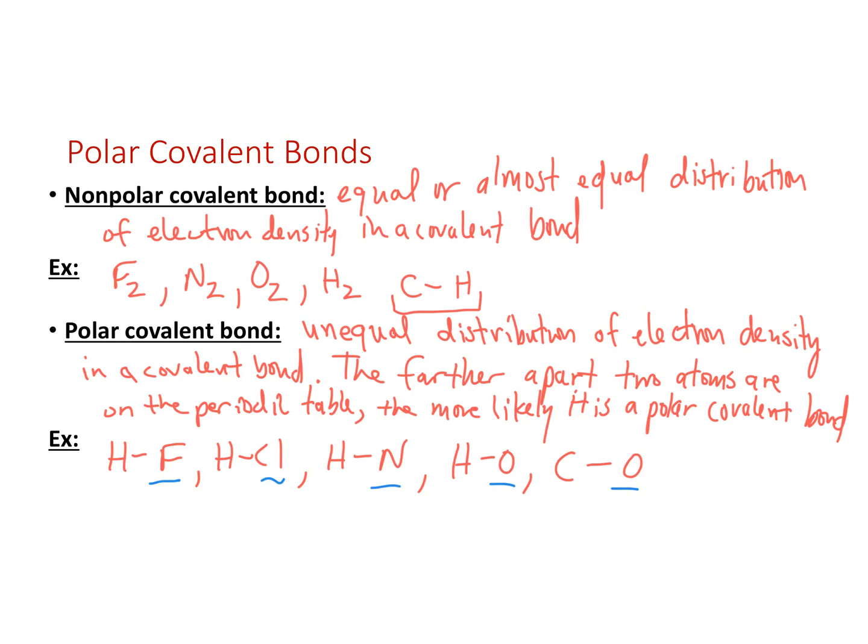So in all of these cases, I have a covalent bond. I'm sharing electron density between those 2 atoms. I'm just not sharing it equally. The electron density is closer to the more electronegative atom in that molecule.